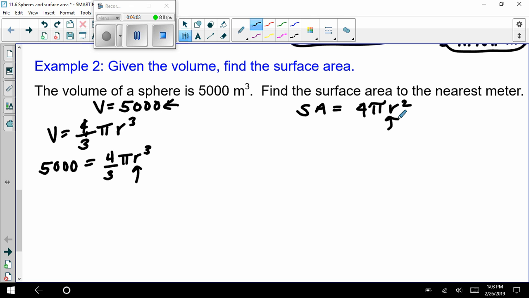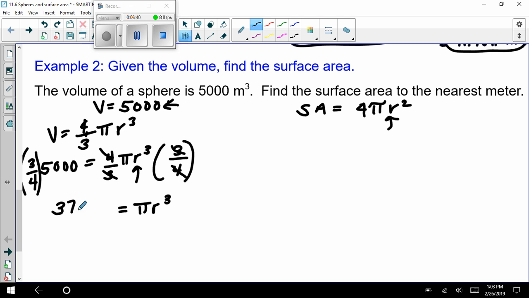All right, so let's see how we do this. If I want to isolate my r, I want to get rid of this 4/3. So maybe the first thing I do is I multiply by the reciprocal. Okay, I multiply on one side, I have to multiply on the other side. I do that because the 4's on top will cancel, the 3's on bottom will cancel. All right, so on this side right now, I'm left with pi r cubed. On this side, 5,000 times 3, then divided by 4, that's going to leave me with 3,750.